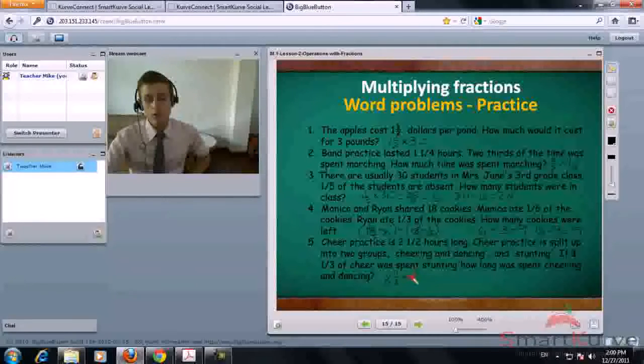2.5 hours total times 1/3, the amount spent stunting. Convert this into an improper fraction from a mixed number. 2 and 1/2 becomes 5 halves times 1 over 3 equals 5 sixths. 5 sixths was spent stunting.